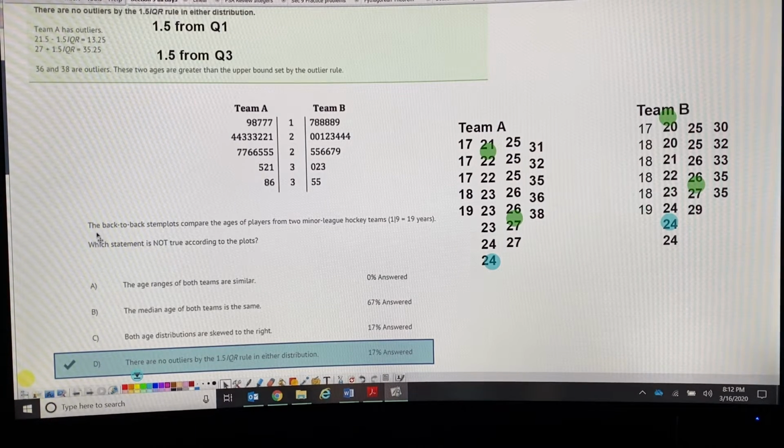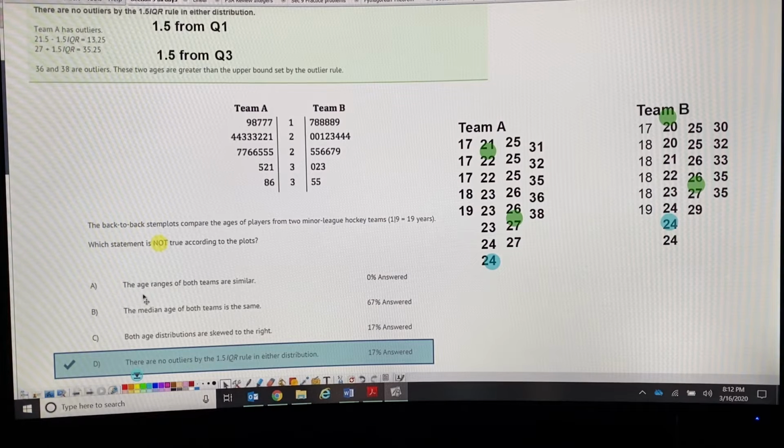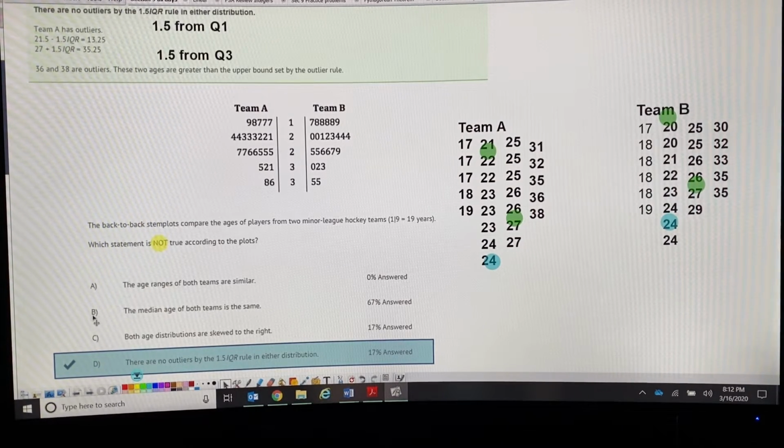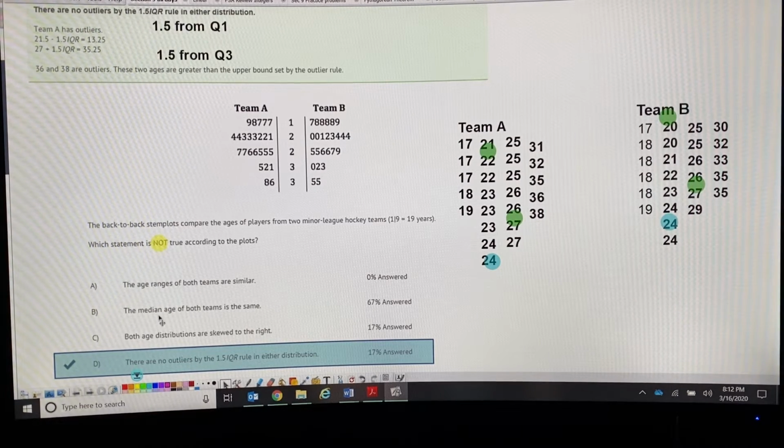Another struggle came in the question. It says the back-to-back stem plots compare the ages of players from two minor league hockey teams. The main question then says which statement is not true. Most students chose to run through this and not break each one down. If you first look at A, you need the range. If you look at B, you need the median. If you look at C, you need to determine if they're skewed right.